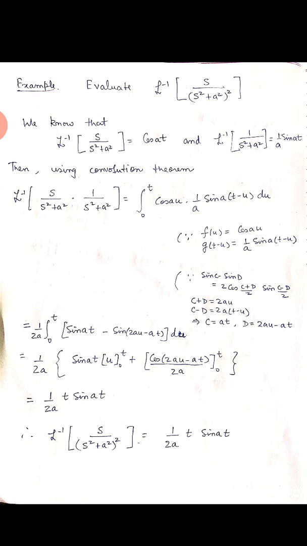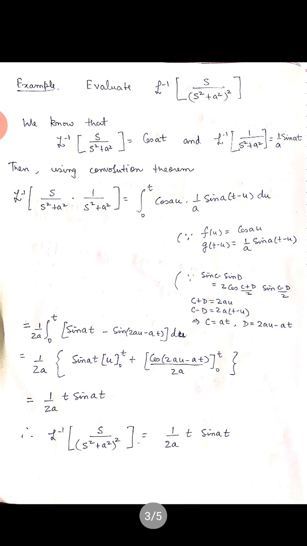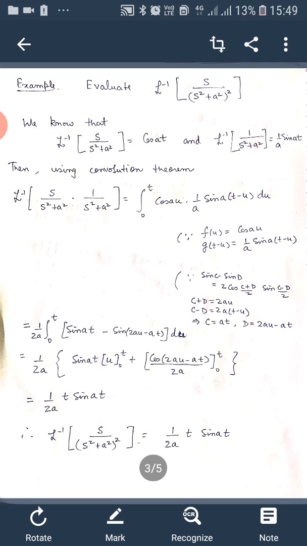Since we know that the inverse Laplace transform of the function s over s square plus a square is equal to cos at, we already know these formulas, and the inverse Laplace transform of the function 1 over s square plus a square is equal to 1 over a sin at. So now I am going to use the convolution theorem here. To use it, I am going to take the product of these two functions, s over s square plus a square and 1 over s square plus a square.